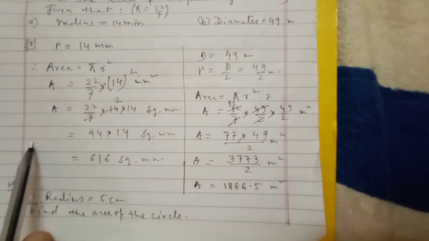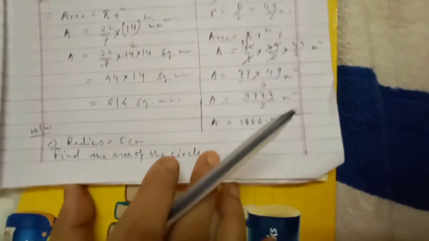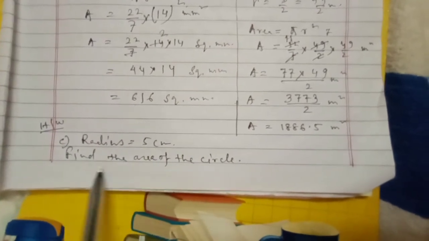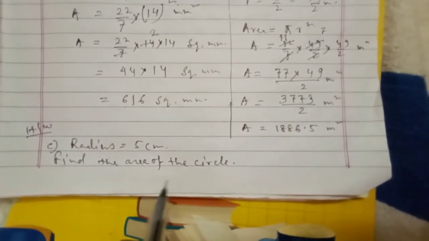Now if you understand these two properly, then you can find this. When the radius is 5 centimeter, find the area of the circle. Understood? Come to the next question.